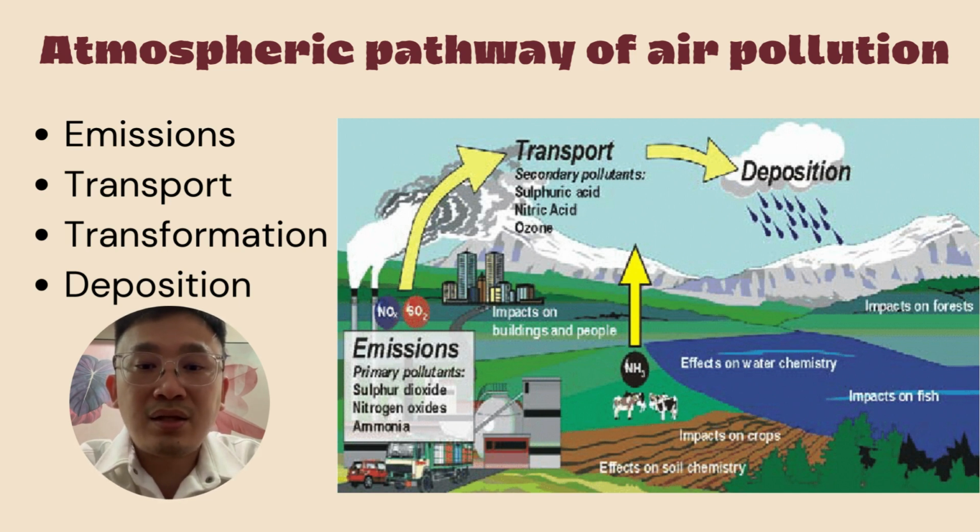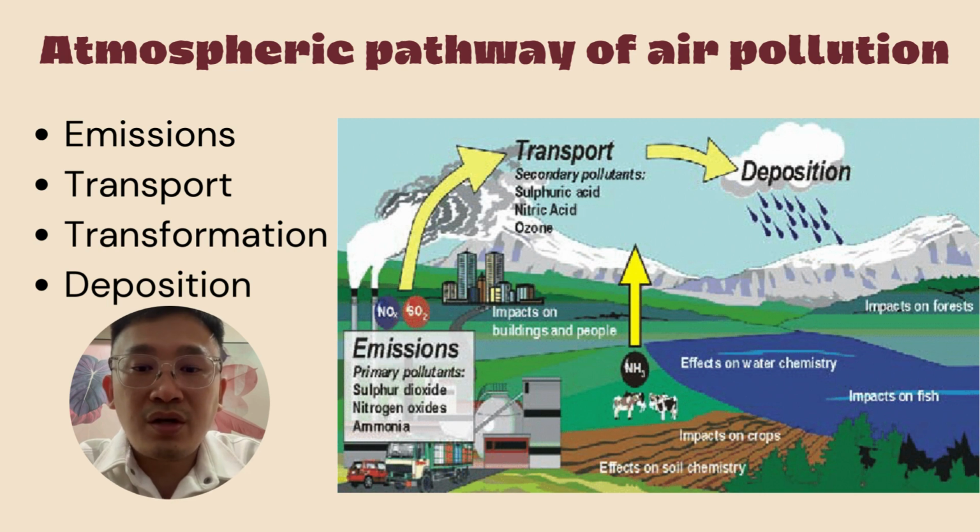These winds can carry pollutants over varying distances, ranging from local to regional and even global scales. Factors such as temperature, humidity, and wind speed can influence the transport of pollutants. In certain situations, pollutants may become trapped near the ground due to the presence of a temperature inversion, which is a layer of warm air overlaying cooler air.